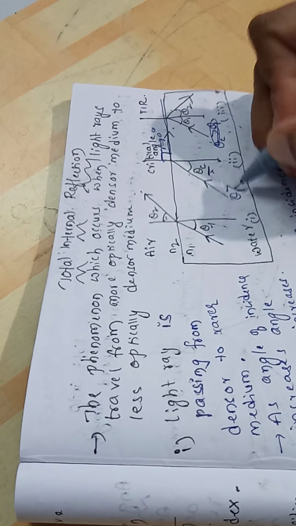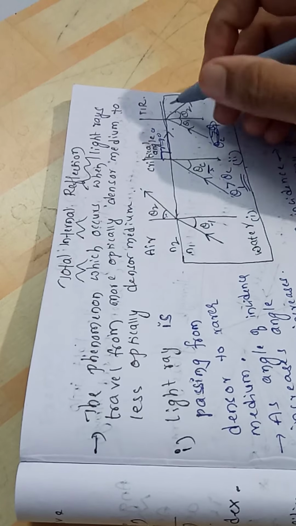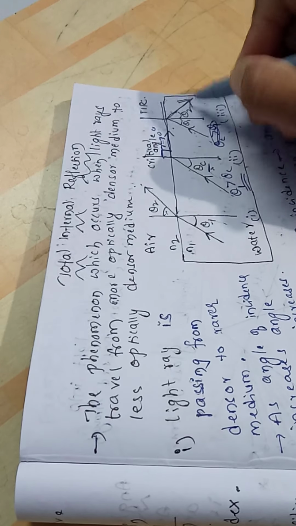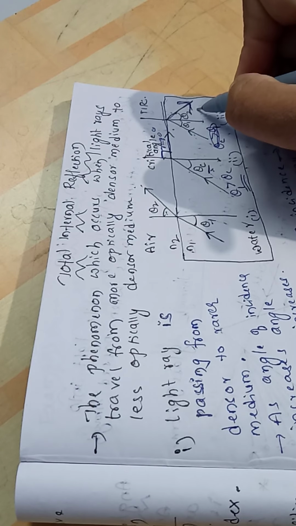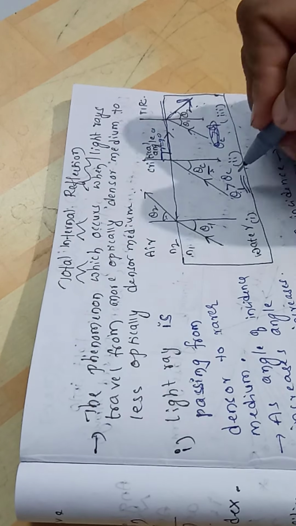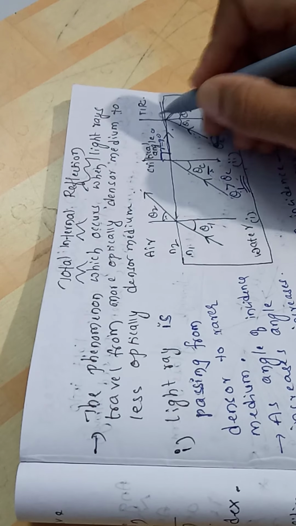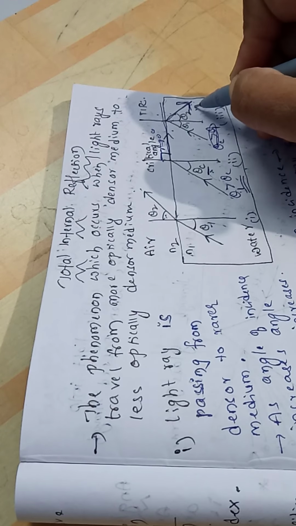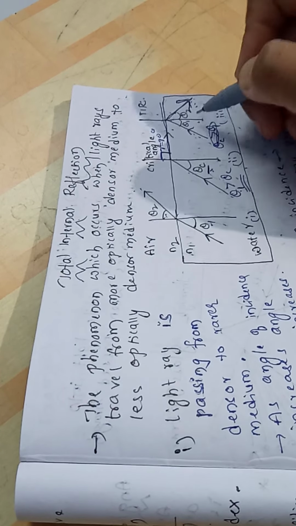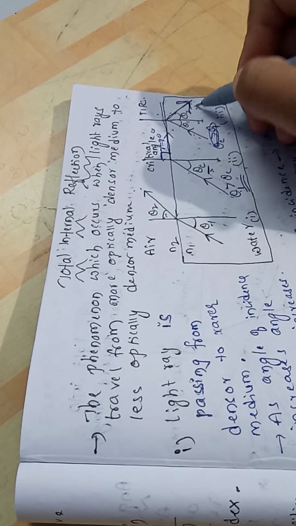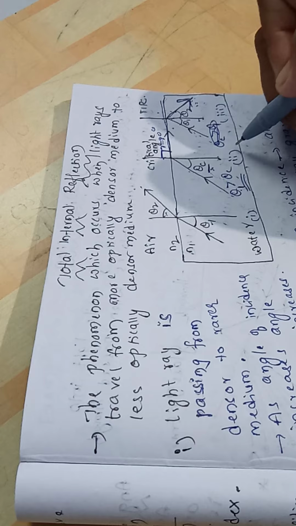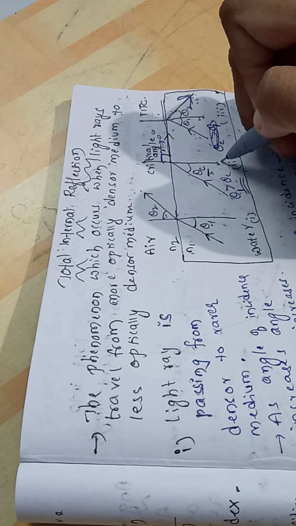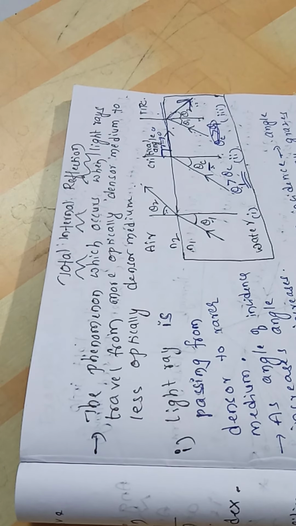Angle of incidence is greater than critical angle. Now the light ray, without entering into the rarer medium, totally reflects back into the denser medium. So that phenomenon where the light completely reflects back into the same medium while traveling from denser to the rarer medium at a critical angle, we call it total internal reflection.